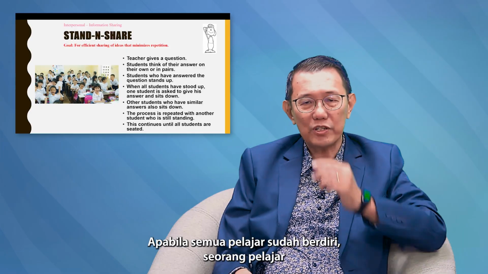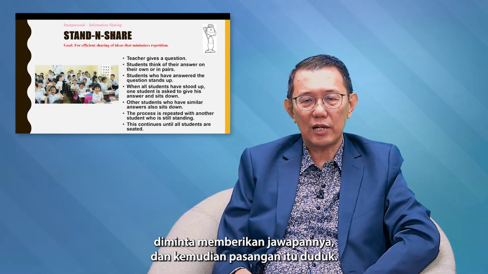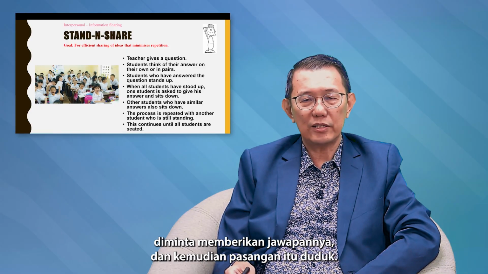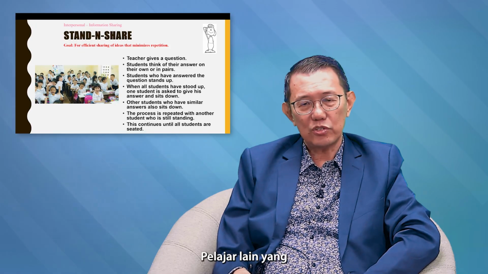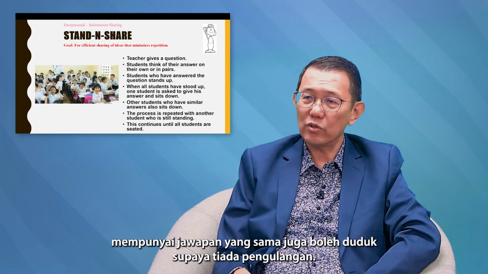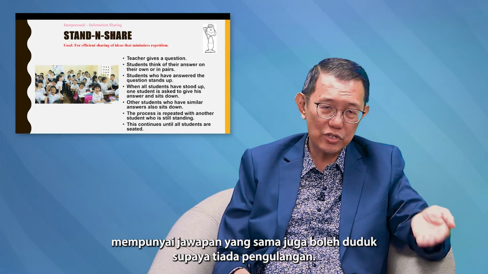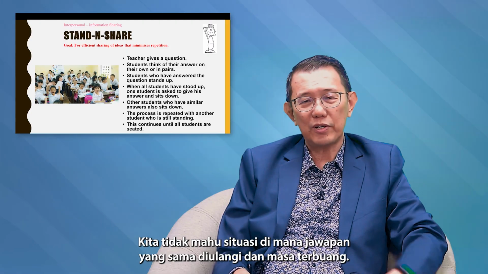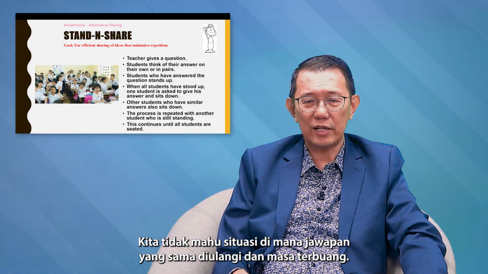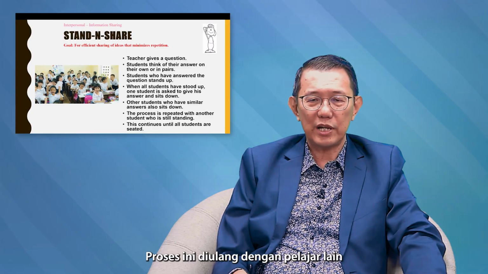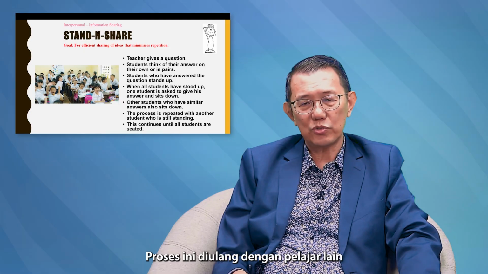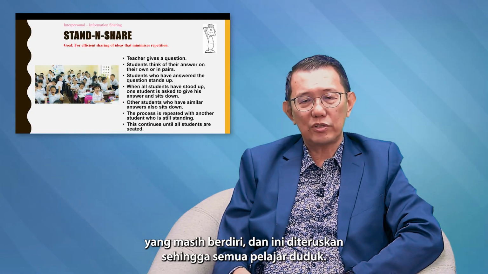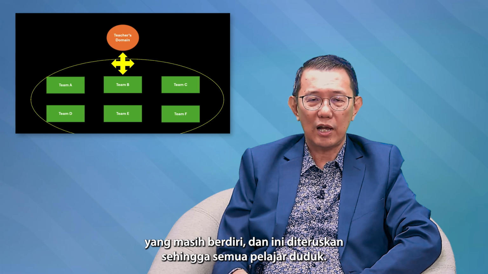And when all students have stood up, one student is asked to give his answer, and then the pair sits down. Other students who have similar answers can also sit down so that there is no repetition. We don't want a situation where the same answer is said over and over and there's time wasted. The process is repeated with another student who is still standing, and this continues until all students are seated.